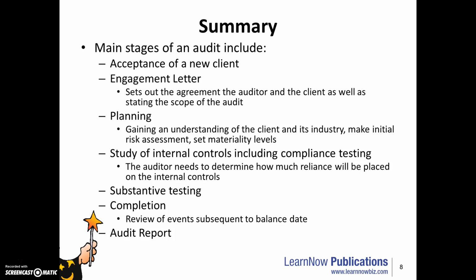So in summary, the main stages of an audit include: 1. The acceptance of a new client. 2. The preparation of an engagement letter, which sets out the agreement between we as auditors and the client. 3. The planning stage, where we gain an understanding of the client and the industry and make our initial risk assessment. 4. Study of internal controls, including compliance testing. So how much reliance will we actually place on their internal controls?